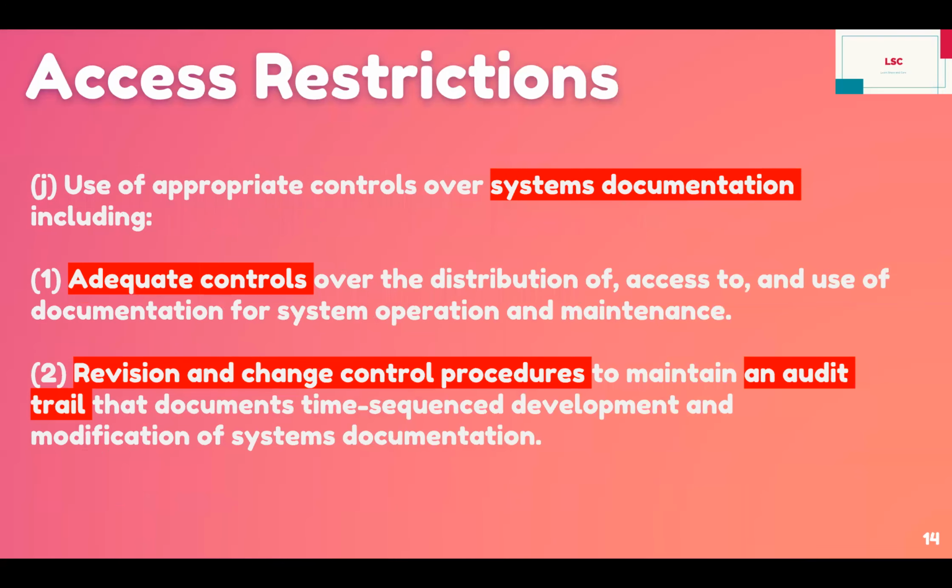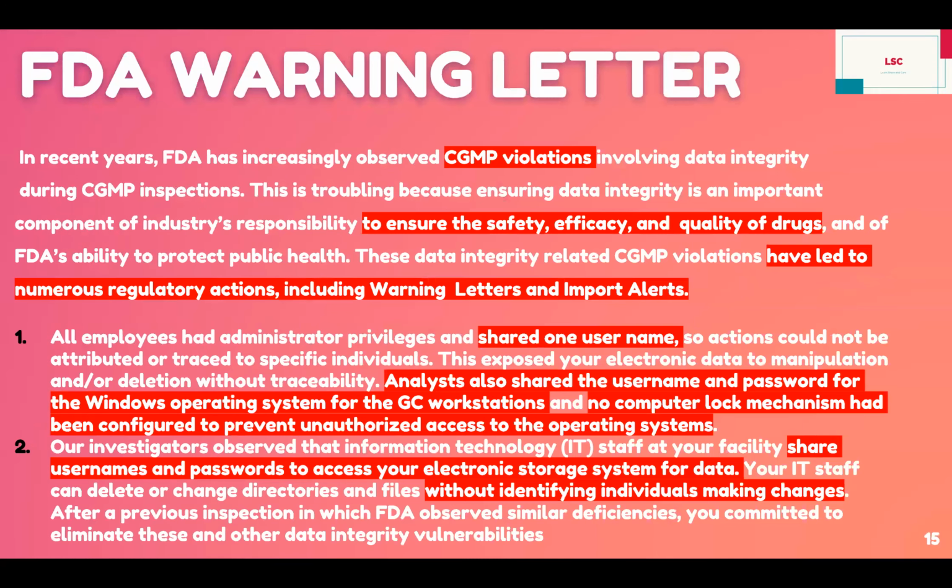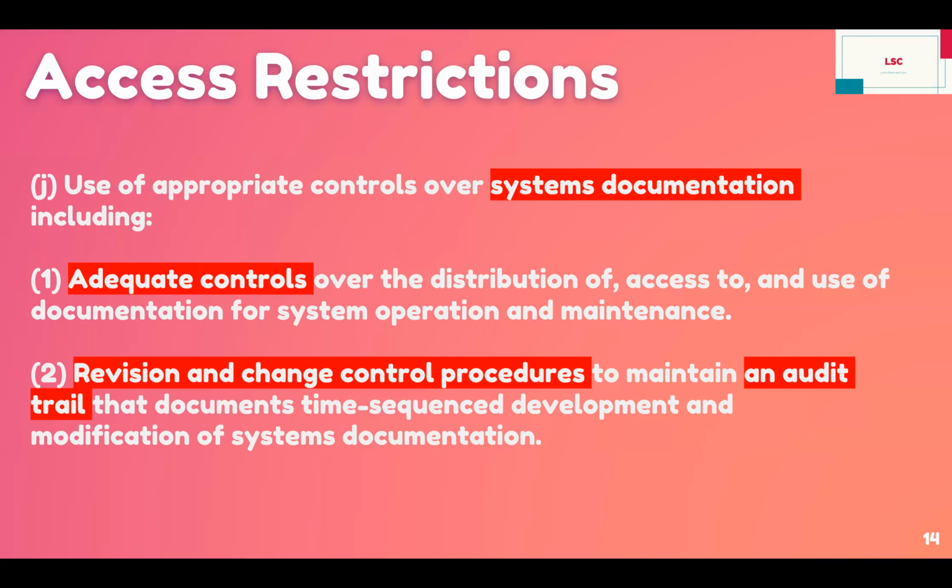Okay. Use of appropriate controls over system documentation. First of all, adequate control over the distribution of, access to, and use of documentation for system operation and maintenance, and revision and change control procedures should be available. And whatever you have in your audit trail, there should be a proper change control management system, and there should be a reference, so you can reconstruct all the data, the stepwise development of that system. Okay. Now these are the restrictions and policies.